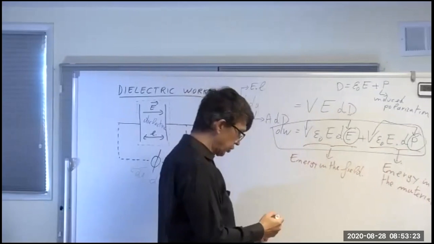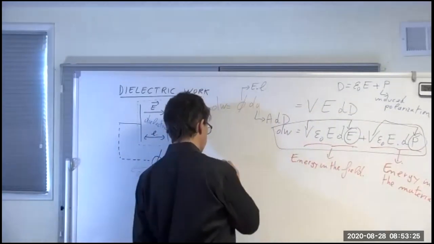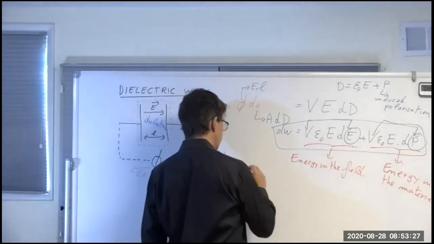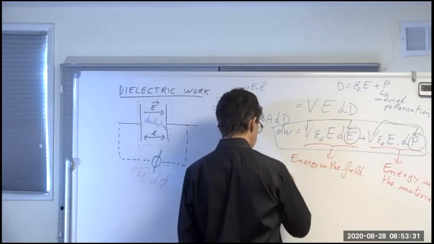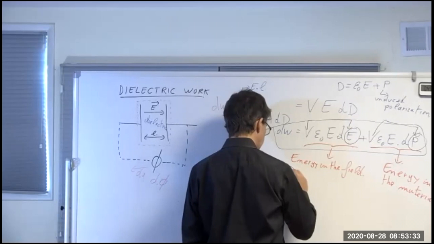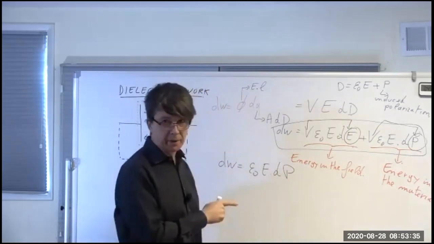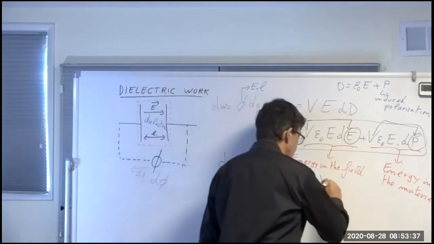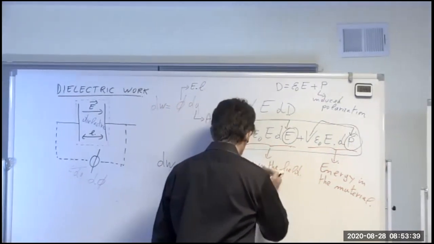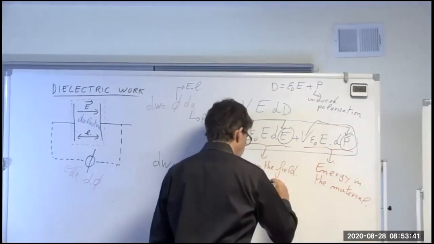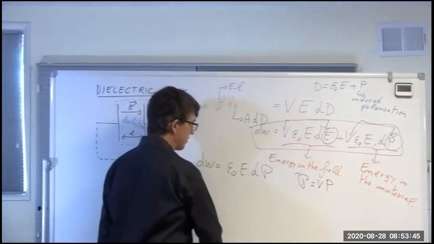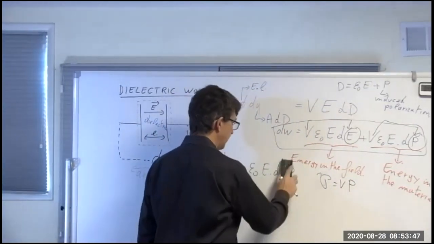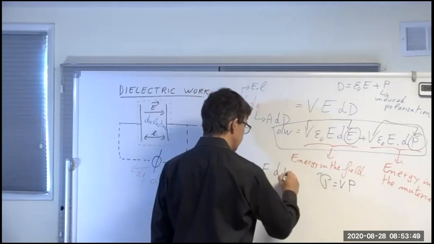So sometimes I'm going to make a shortcut and put the volume in the quantity, and I'm going to write shorthand that's going to look something like dW is epsilon naught E dP. And sometimes I write a curly P, which is really volume times P. But I'll tell you, most of the time, I don't care, and I'll just write the P.